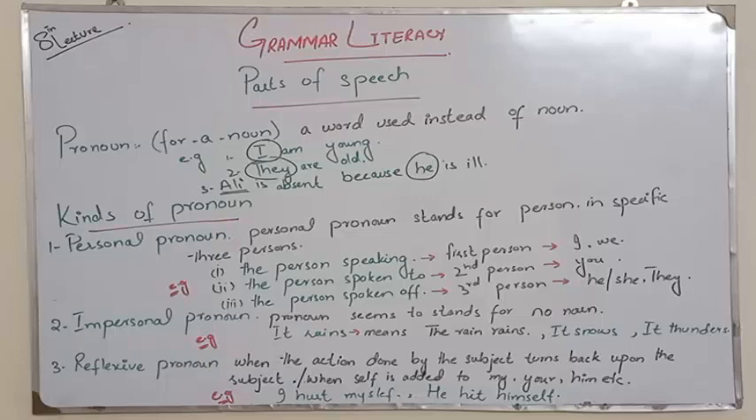The second one is the person spoken to, the one you are speaking with, or to whom you are talking. That is called the second person, and it is you, because for somebody who is standing in front of me, I will address that person with the word you.